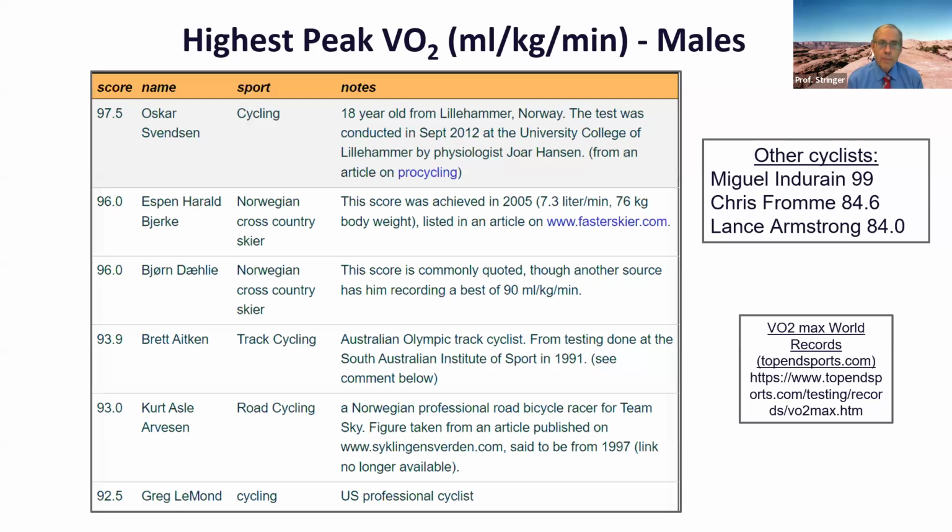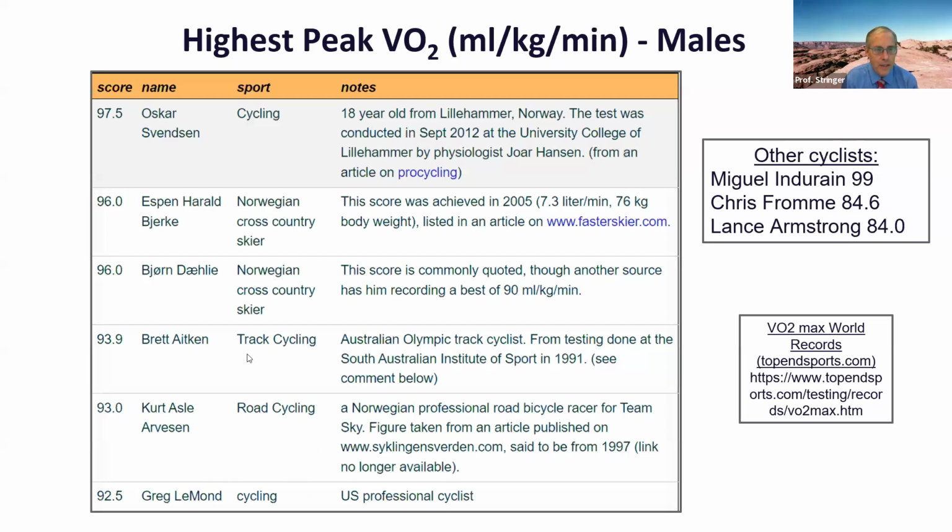But anyway, if you believe these numbers, and again, this comes out of topendsports.com, you can take a look at it. This Oscar Svedmanson had an oxygen uptake of 97.5 mils. This one is also very similar, 96, and that works out to be 7.3 liters per minute, which is a very high number.